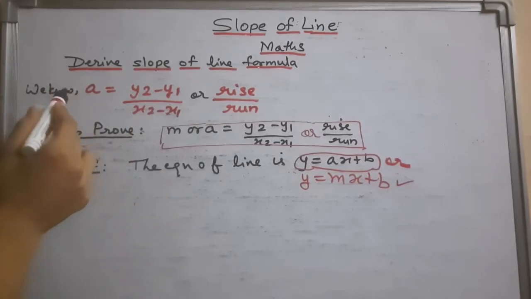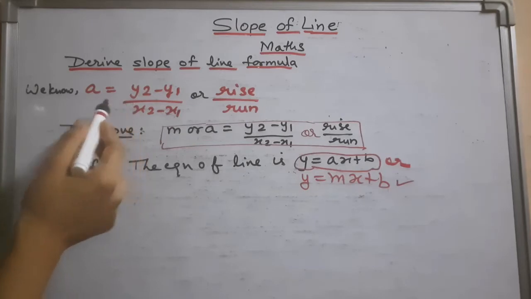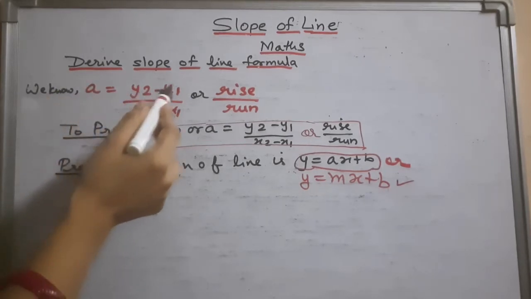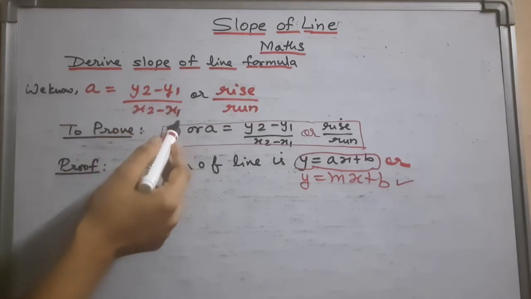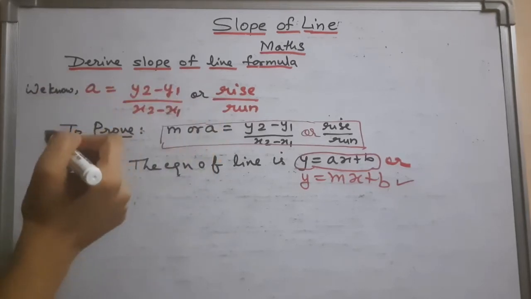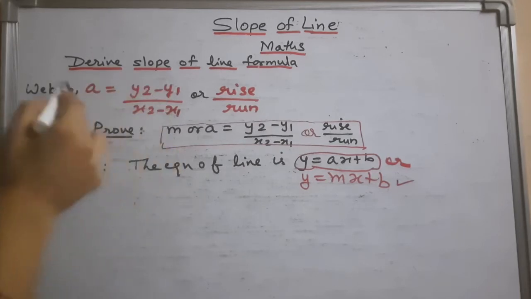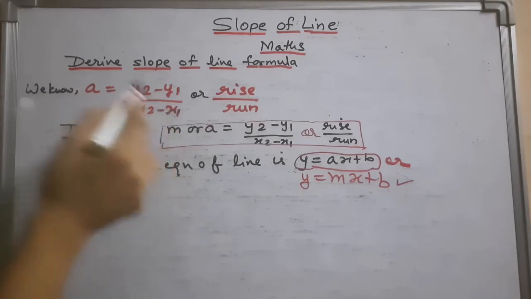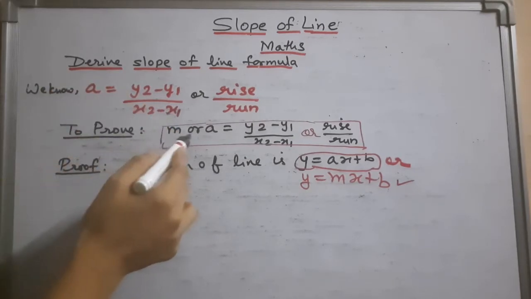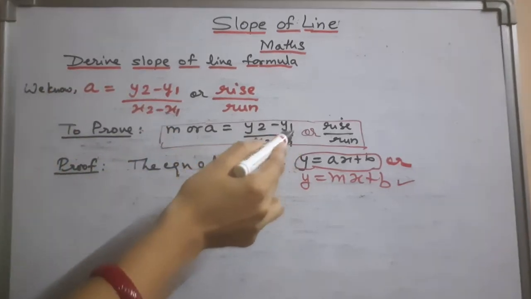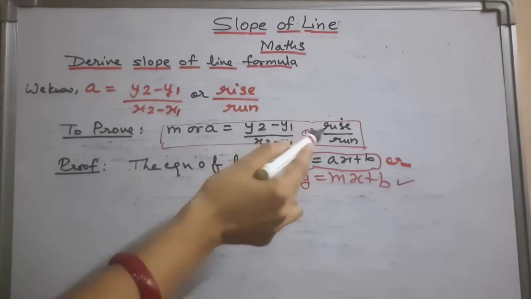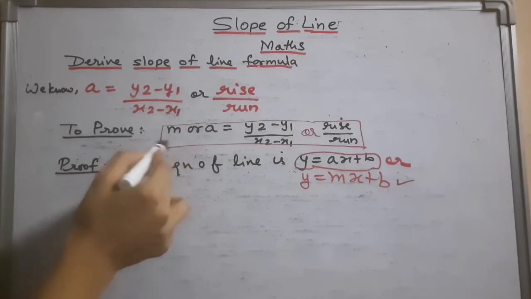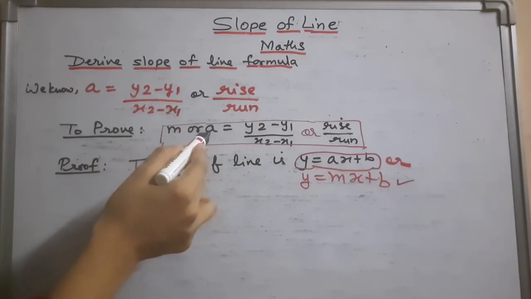Now we have learned earlier in my previous video that A, the slope of the line, is denoted by A is equal to y2 minus y1 by x2 minus x1, or rise upon run. Today I am going to derive this formula. How can we get this formula y2 minus y1 by x2 minus x1? So we have to prove A is equal to y2 minus y1 by x2 minus x1, or rise upon run. In some of the books it is denoted by M, or in some books it is denoted by A.